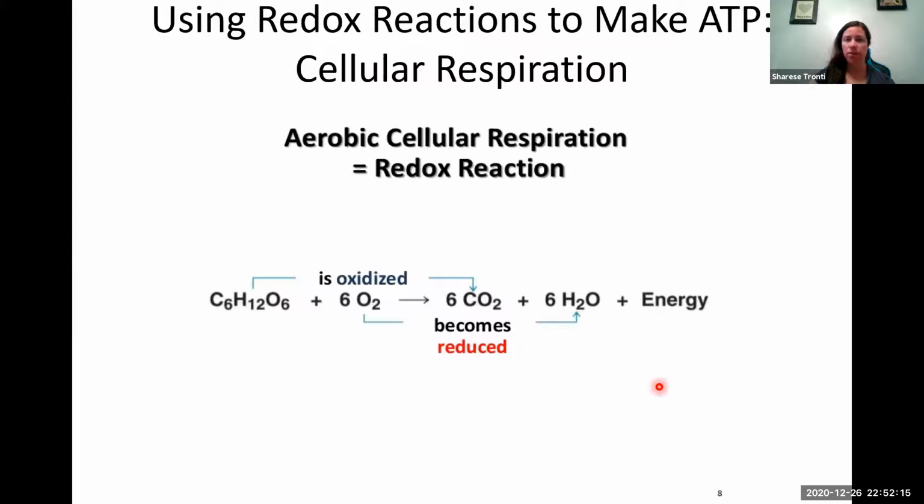Here's another example of a redox reaction. This is aerobic cellular respiration, which is what we're about to start talking about. What's happening here is we're breaking down sugar. So glucose is oxidized to become carbon dioxide, and the oxygen is instead reduced to become water. So the oxygen is going to be gaining electrons to be reduced to water.